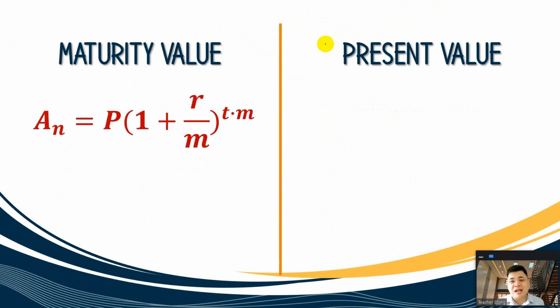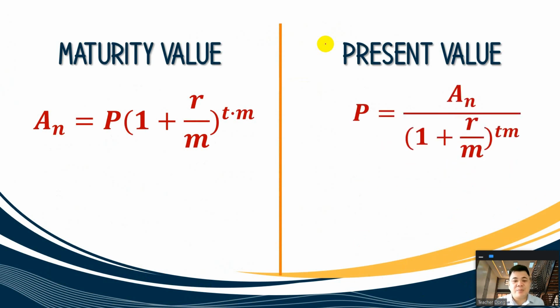Again, for maturity value, the formula is A sub N equals P quantity 1 plus R over M raised to the power of TM. And then for present value, it's P equals A sub N quantity 1.